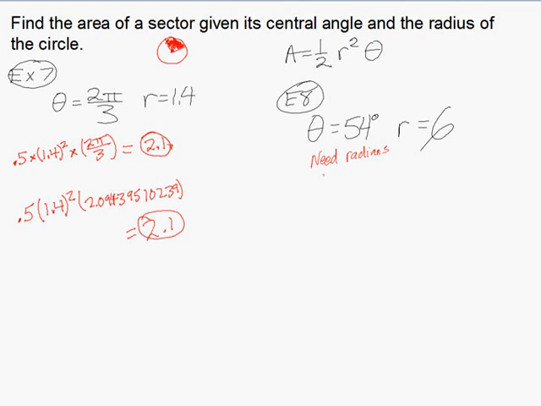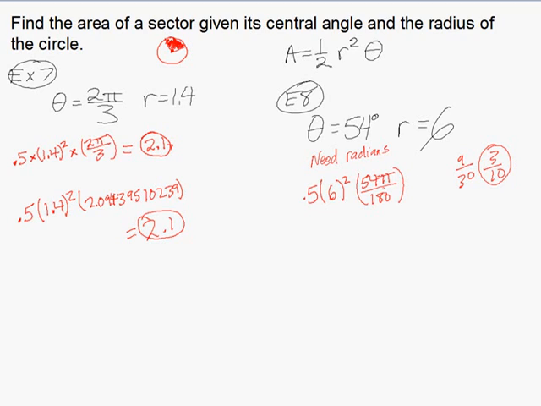Right here, same thing. We could do 0.5, okay, times 6 squared times 54 pi over 180. Okay, and you can simplify that 54 and 180. What's that? I believe that's 9 over 30. So that would be 3 over 10. Okay, you can use 3 over 10.